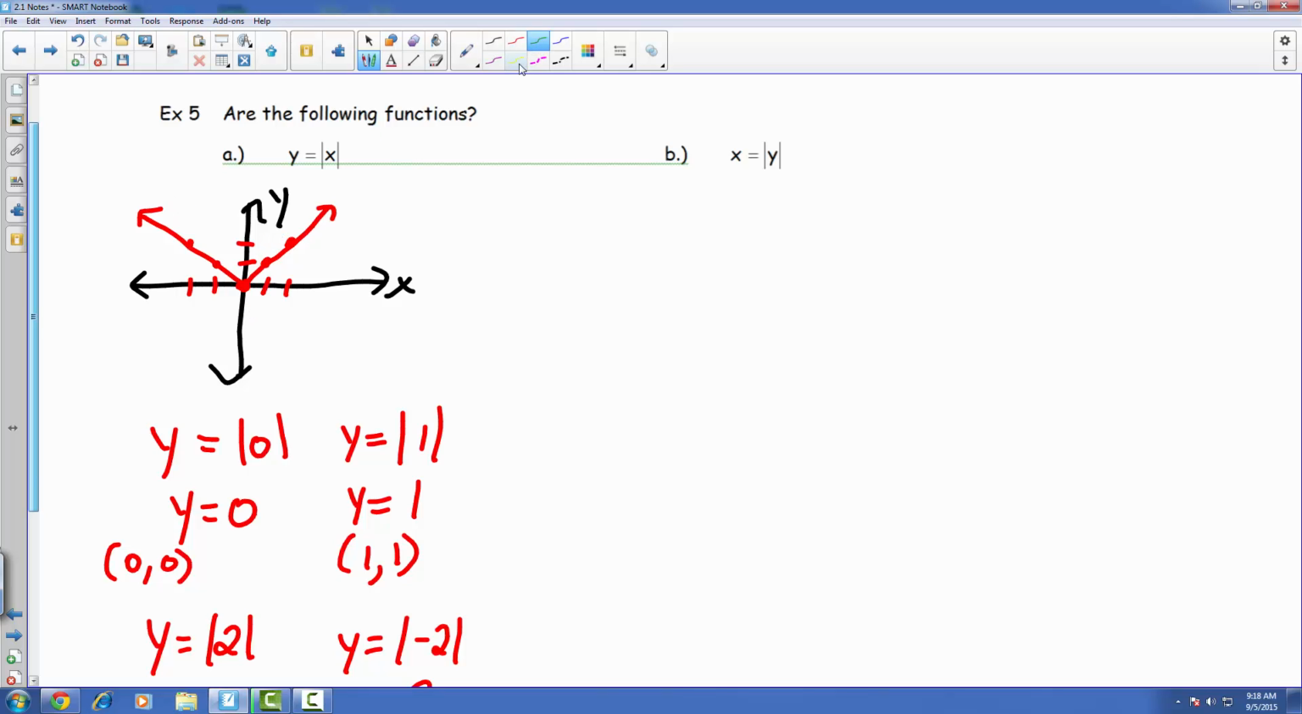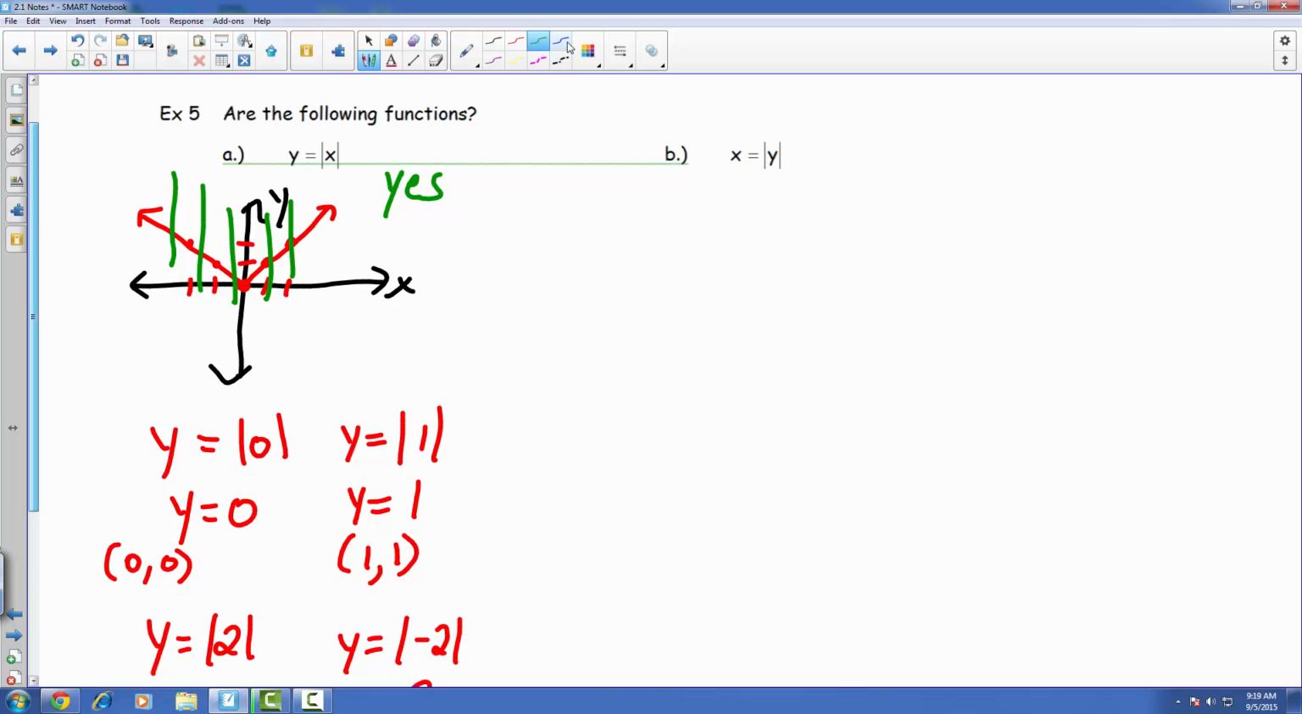Does that pass the vertical line test? Well, let's check. There's just once. Once. Once. Once. So is y equals the absolute value of x a function? The answer would be yes, it is.